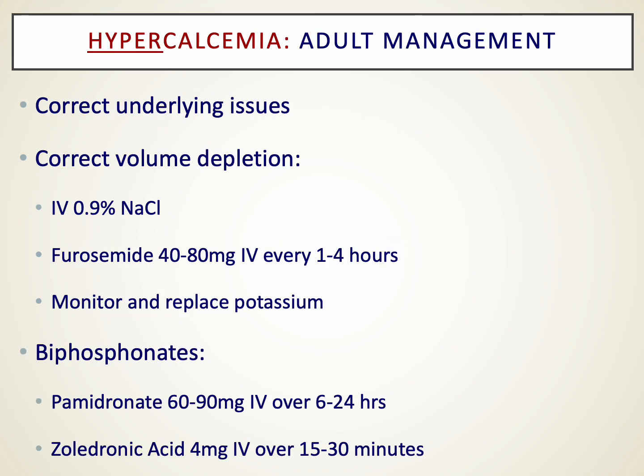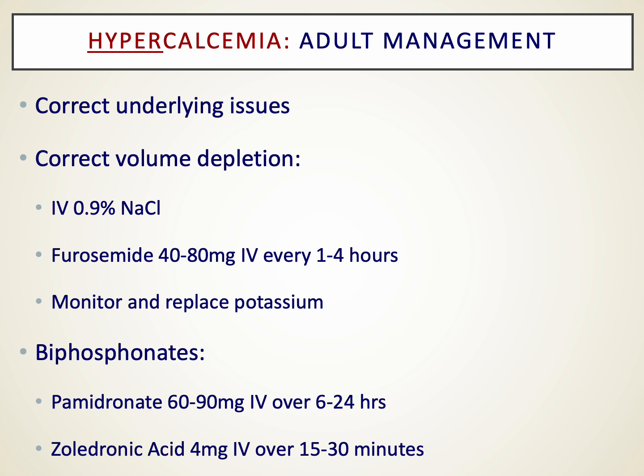So our management is to address the underlying issues. And first, particularly if they're volume depleted, we're going to give a lot of normal saline, pretty aggressive normal saline, and we might follow that with a loop diuretic like furosemide, and monitor and replace whatever potassium they lose from that loop diuretic. Then the next step is whether or not they're a candidate for a bisphosphonate.